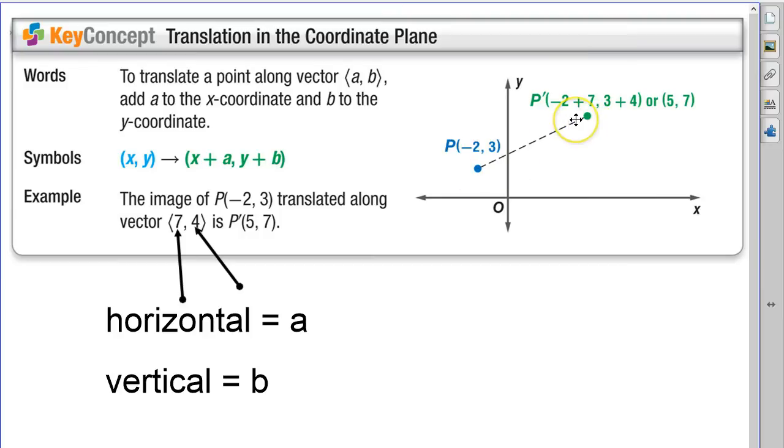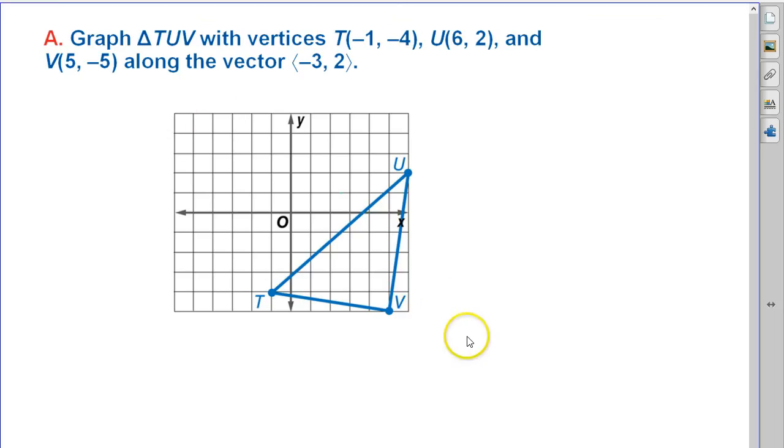Okay, so here's the book's first example of this. They tell us to translate this along a vector of negative 3, 2. That means just go left 3, up 2. And all of these points will do that same exact movement: left 3, up 2.